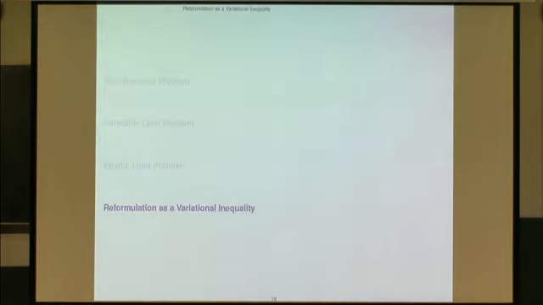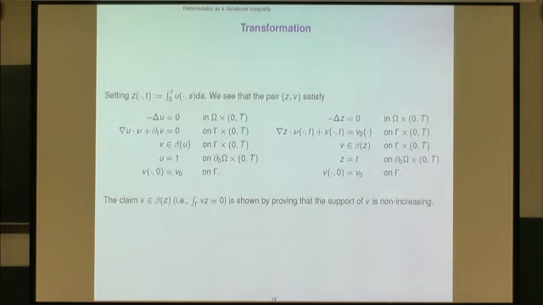And so the final thing I wanted to tell you about is how we reformulate this elliptic limiting problem as a variational inequality where time enters as a parameter. And the idea behind this is to define this transformation here. So I define z to be the integral in time of u. And then formally I see that z satisfies these equations here, so just integrating in time.